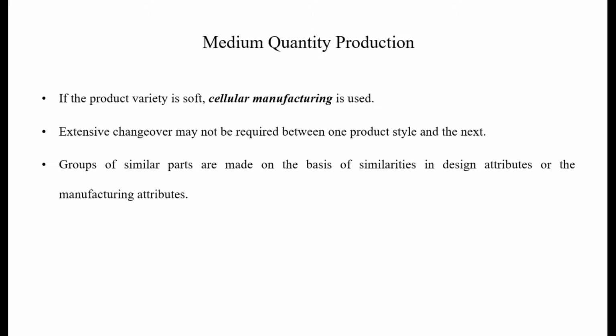We are discussing the medium quantity production, and we discussed if the part or the product variety is hard, then the production system used will be the batch production. And if the product variety is soft, then the production system used will be the cellular manufacturing. The extensive changeover may not be required between one product style and the next. Basically, these are the parts or the products which have different models but they belong to the same product.